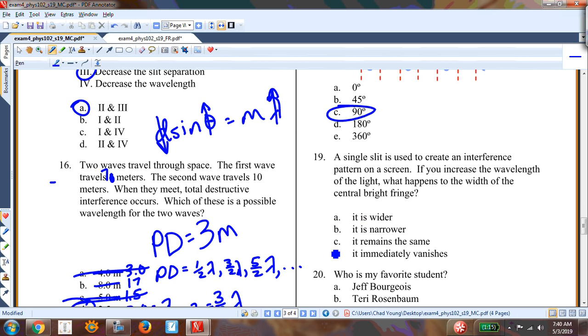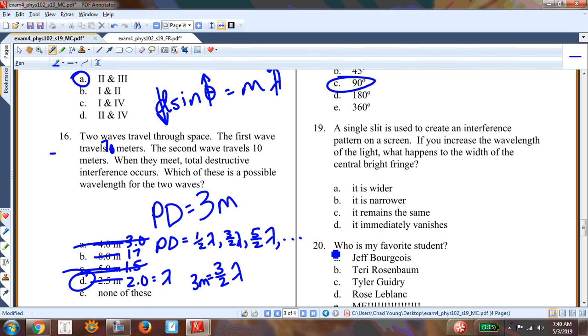Single slit is used to create an interference pattern on a screen. If you increase the wavelength, what happens to the width of the central bright fringe? a sine theta equals m lambda. If I increase the wavelength, if I increase this, the angle theta will also go up. So if I increase the wavelength, it gets wider.